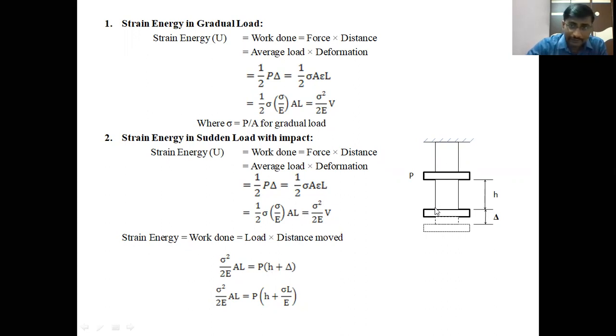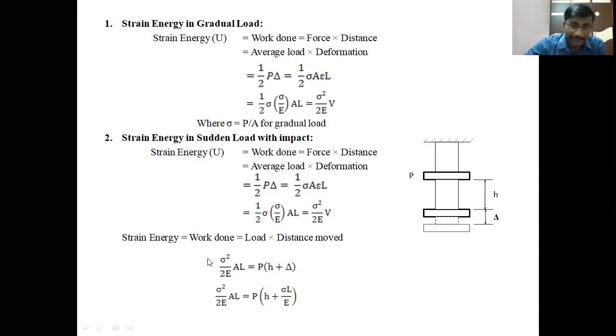Work done: how much work is taking place by releasing the load P on the collar from a height H is load into distance moved by the load. Initially the load is here, it strikes the collar from a height h, plus it is elongated up to delta. So the total distance moved by the load is h plus delta. Load into distance moved is the work done. So P into h plus delta is the work done by the load on the member.